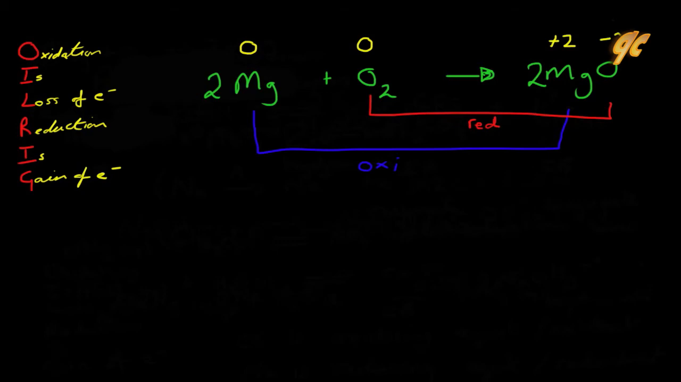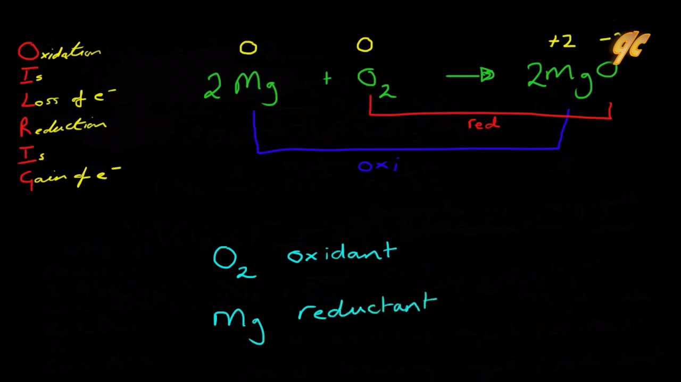Because the magnesium is undergoing oxidation, the substance that's oxidizing the magnesium is the oxygen. This means to say that O2 is the oxidant. Oxygen is undergoing reduction. The substance that's causing the oxygen to be reduced is the magnesium. This means that magnesium is our reductant. If a species undergoes oxidation, it's the reductant. If a species undergoes reduction, it's the oxidant.